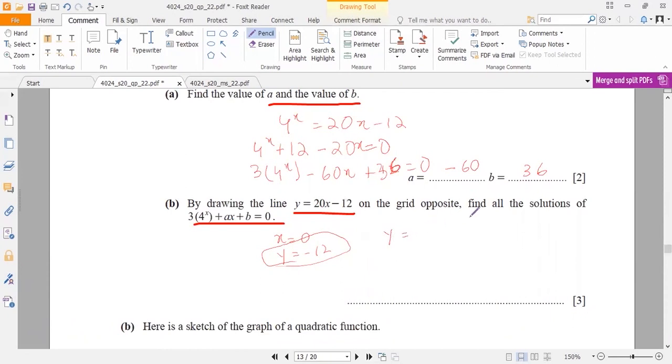If we put y equals 0, and solve this equation, x will be 12 upon 20, which is 0.6. So I get one coordinate, that is 0.6, 0. I need another coordinate for this. If I put x equals 1, it will be 20 minus 12, equal to 8. So our coordinate will be 1, 8.